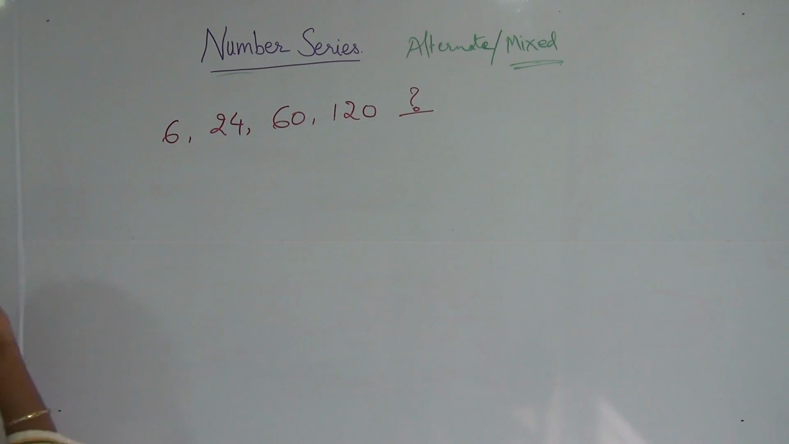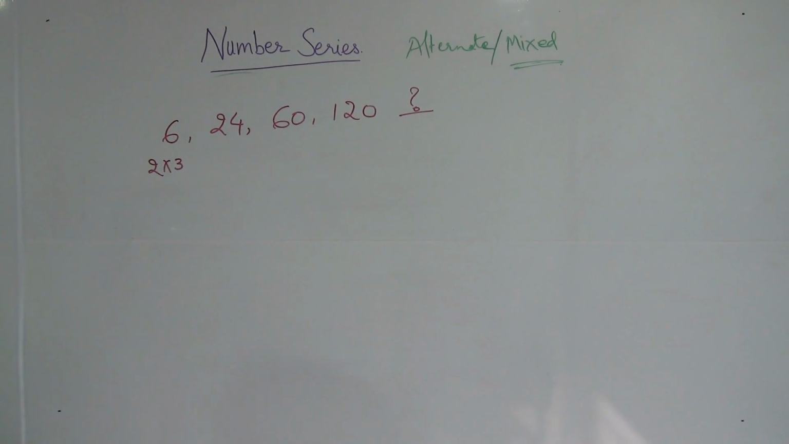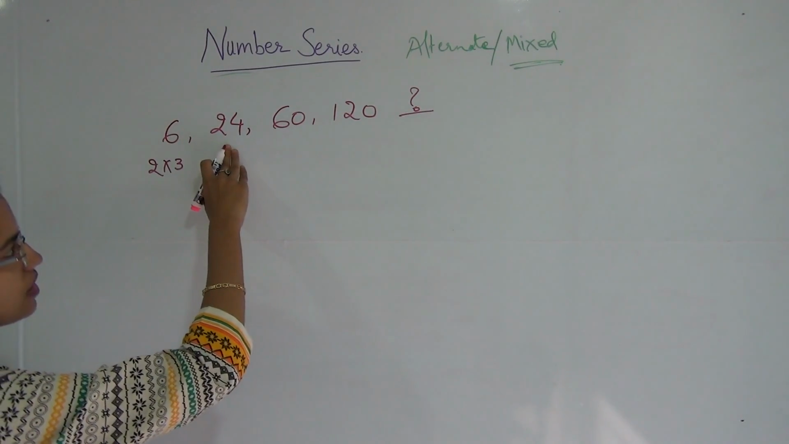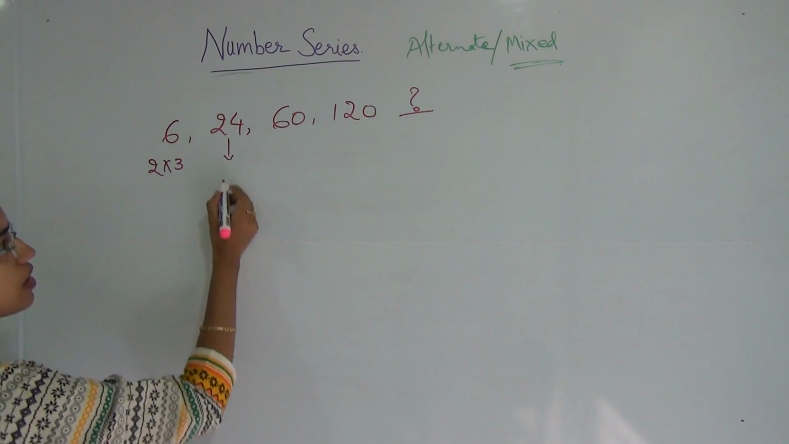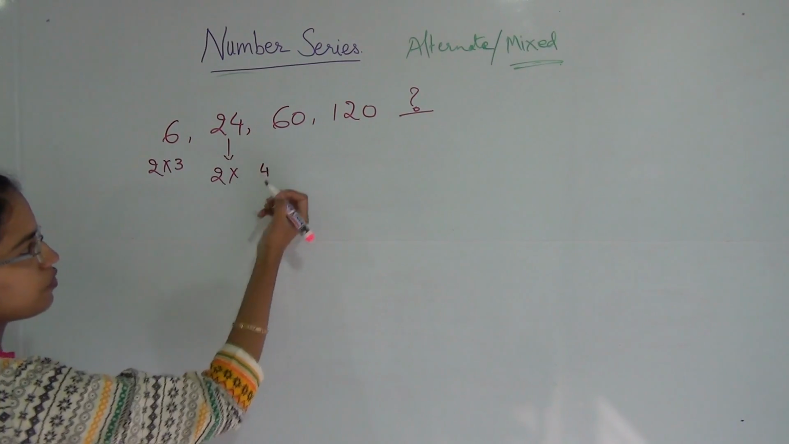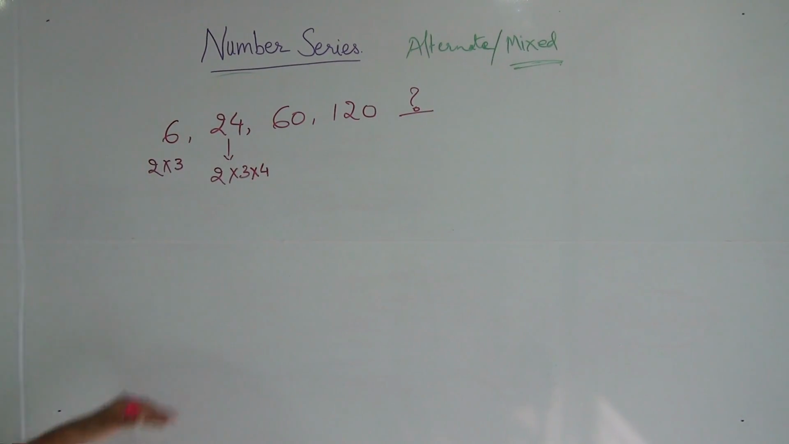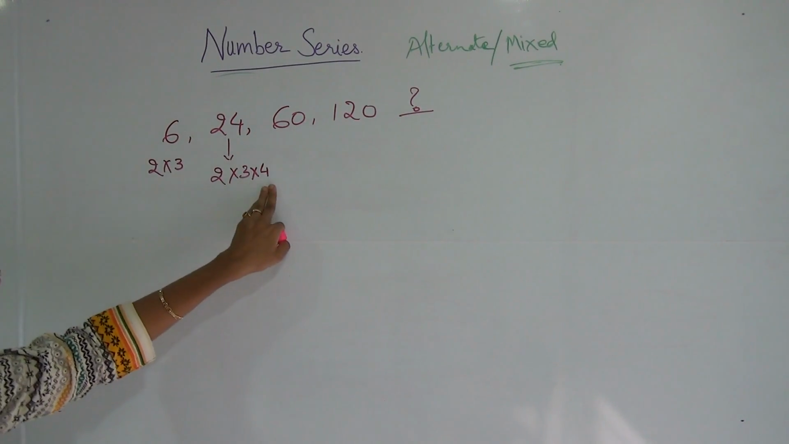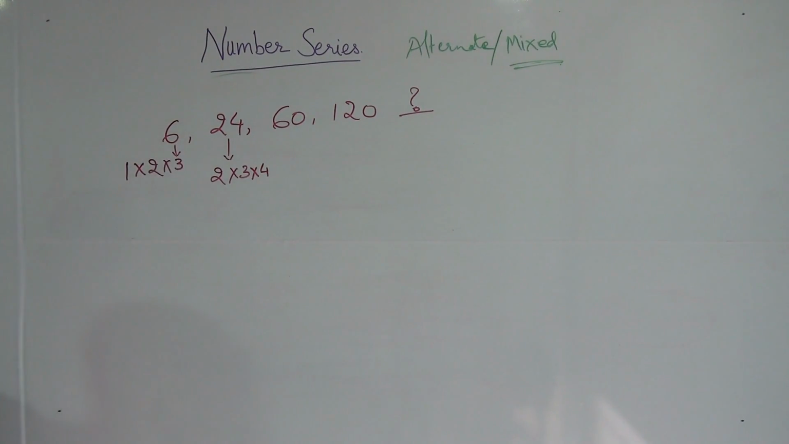So I can say it's 2 into 3. Okay. What is the lowest multiplication for 24? So 24 would be, I can say it is 8 into 3. Okay. Then I can again break up 8 into 2 into 4, and there was 8. So 2 into 4, that is 8, and 8 into 3 is 24. So this number can be 2 into 3 into 4, and here I can say 1 is immaterial, so 1 into 2 into 3 is 6. Then here is 2 into 3 into 4 is 24.